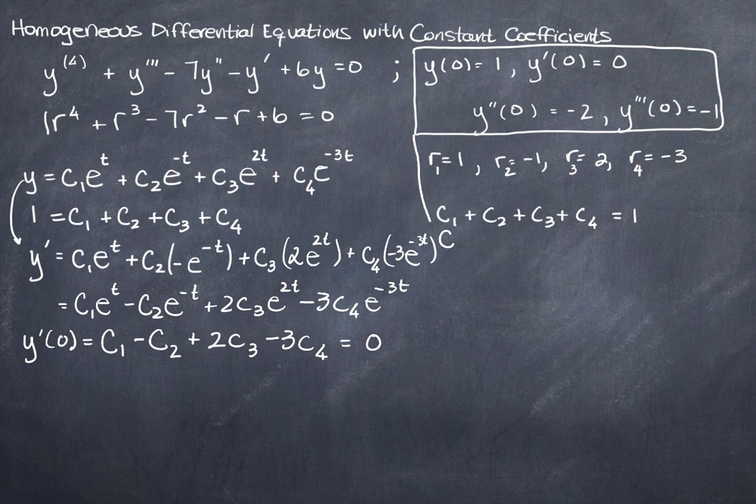So now I have another little piece of information I can add to my list here. Let me put a line down the middle of this. c1 minus c2 plus 2c3 minus 3c4 equals 0. Okay, that was the first derivative. Now I need to use this one, so I need the second derivative in order to plug 0 into the second derivative. I need to find the second derivative.